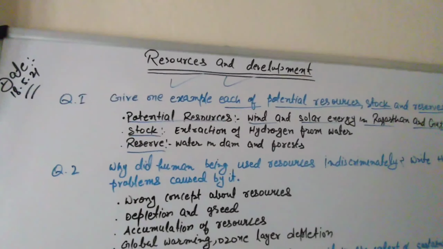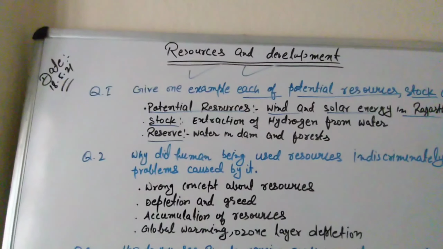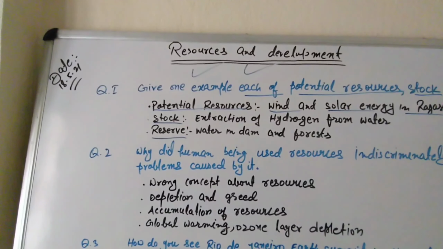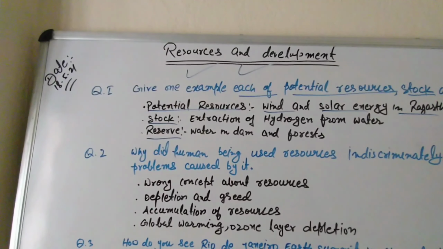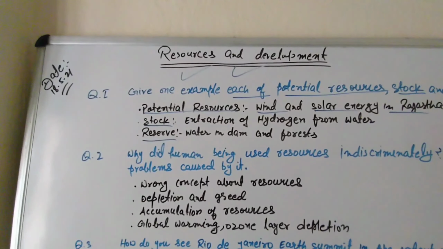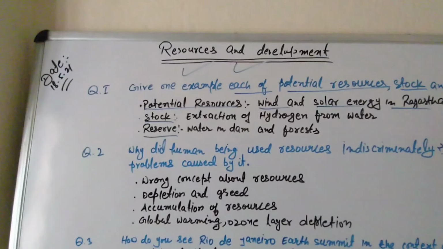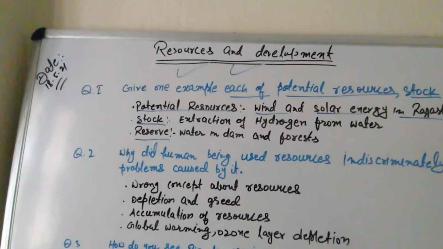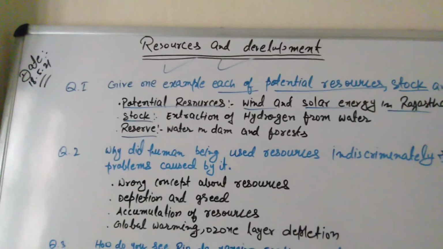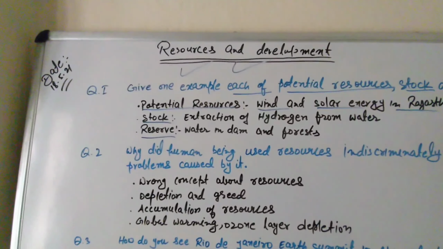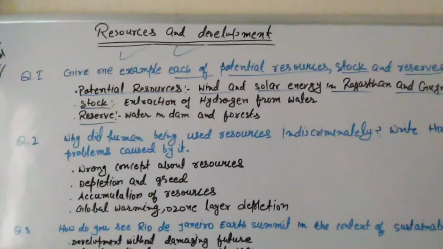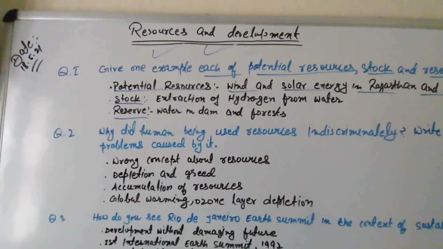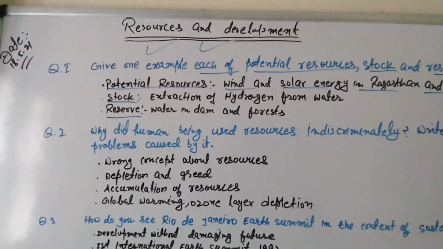You know that everything available in the environment that can be used to satisfy our need is a resource. But we can divide resources into various categories on the basis of various factors. So potential resources, stock and reserves are also different kinds of resources. So I'm going to give an example of each. The states of Rajasthan and Gujarat have the potential to develop wind and solar energy.